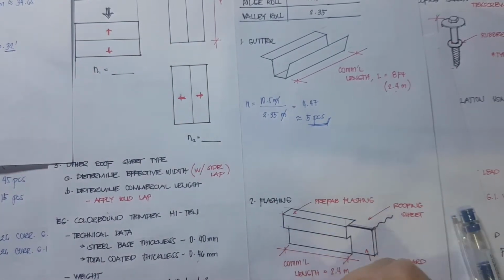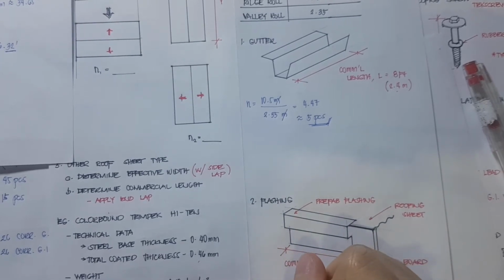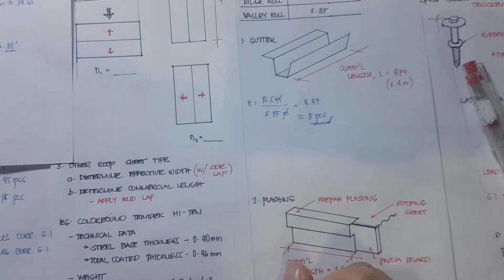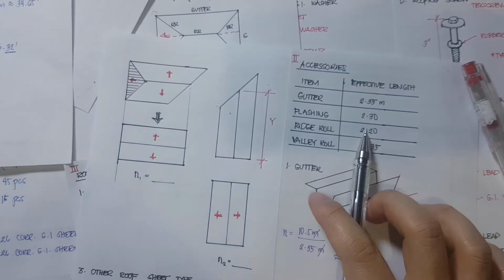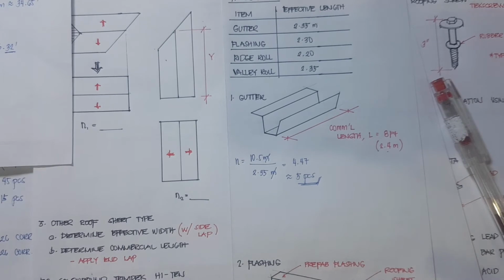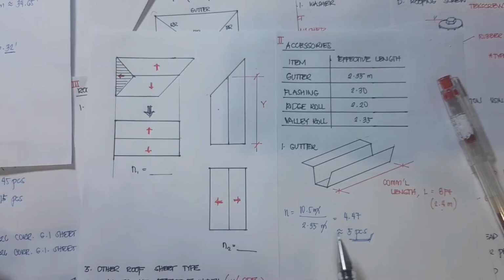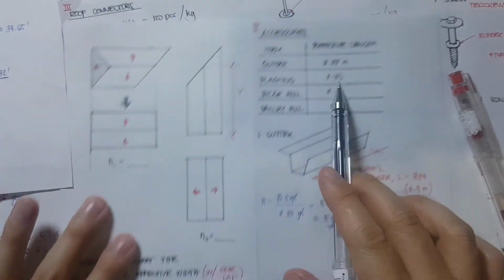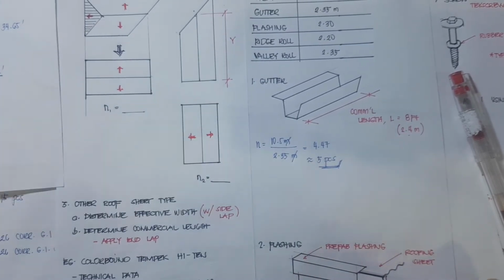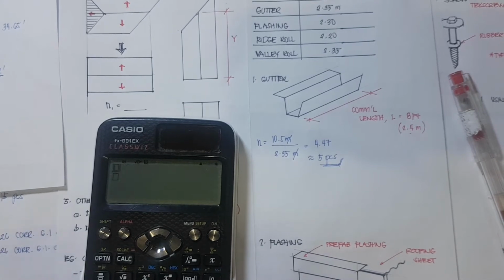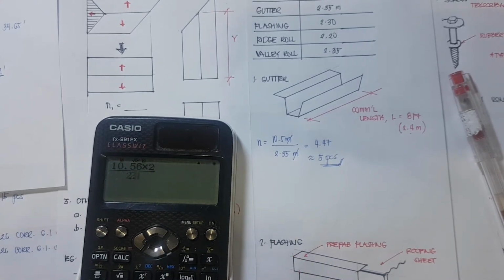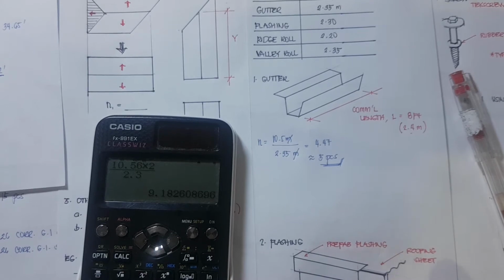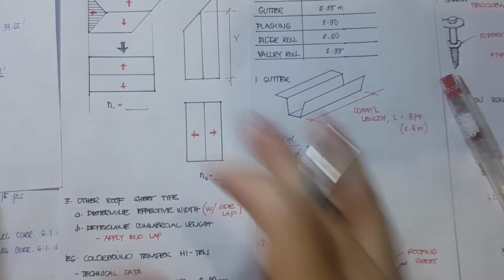we have 10.56. So, 10.56 divided by 2.30 for the flashing, times 2, because there are two sides. 1, 2. 10.56 divided by 2.30, and that is equivalent to 9.18, and that is equivalent to 10 pieces. That is for the 10.56.